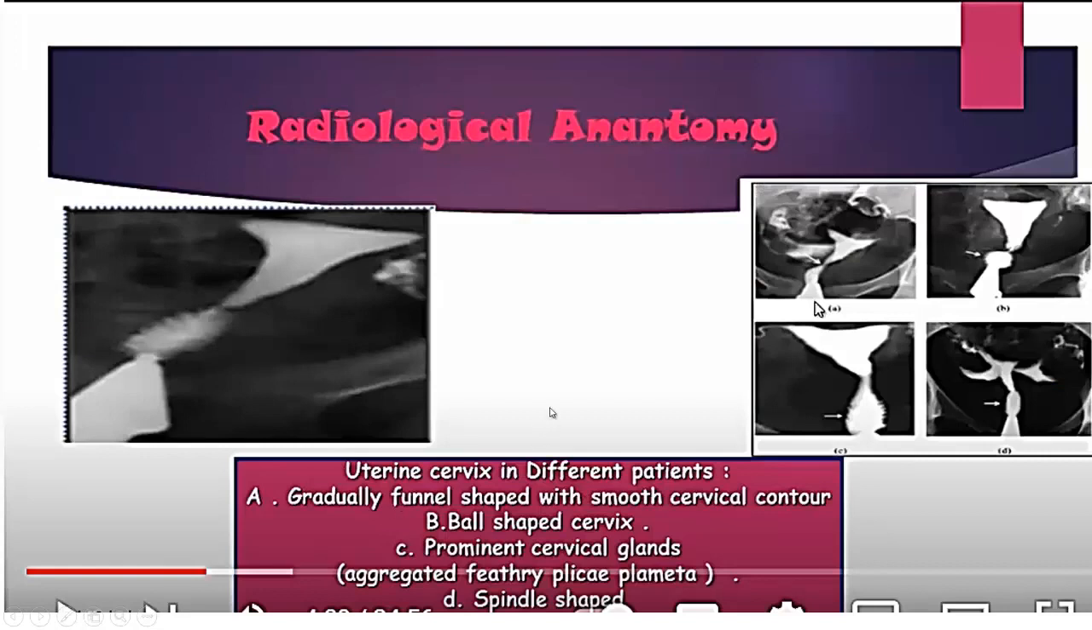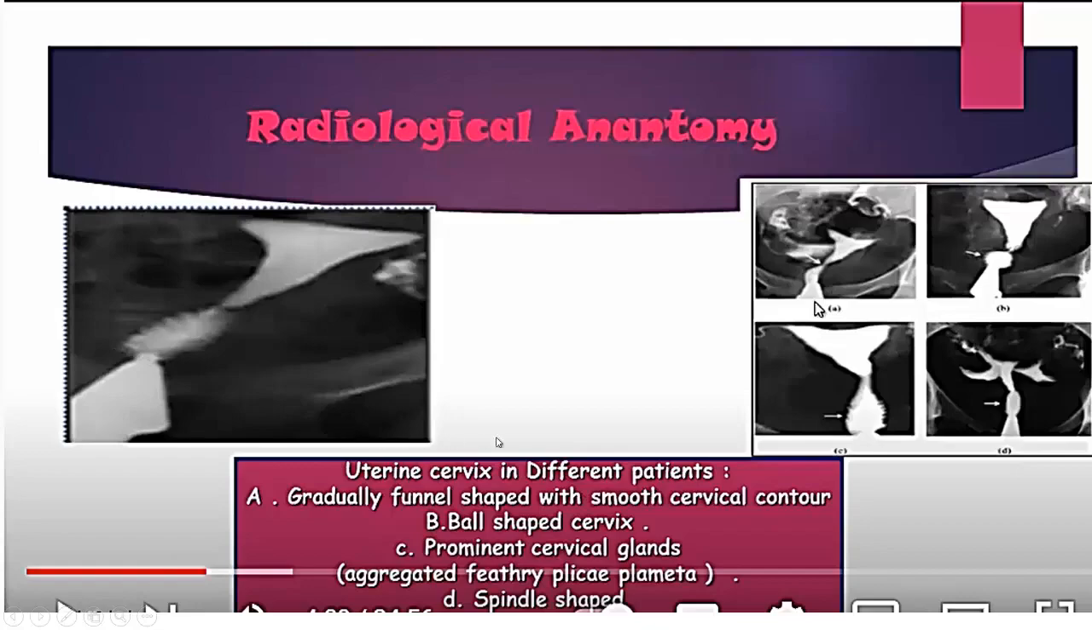Back to the radiological anatomy. Here we have the uterine cervix. The first part to be opacified is the uterine cervix. The uterine cervix is funnel-shaped with a smooth cervical contour, or ball-shaped cervix. Sometimes we have prominent cervical glands. We say that they are aggregated feathery plicae palmatae, giving a spindle-shaped appearance of the cervix.